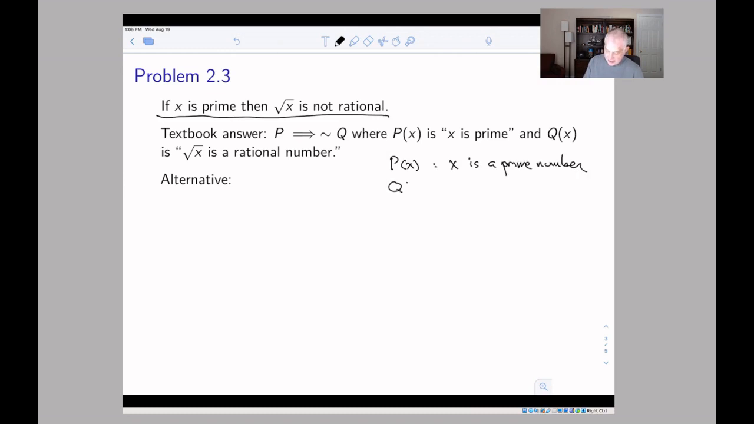And you let Q of X be the statement X is in Q, it's a rational number. Square root of X is a rational number. And then you think about the statement, you write it as for all X, X prime, P of X implies not Q of X.